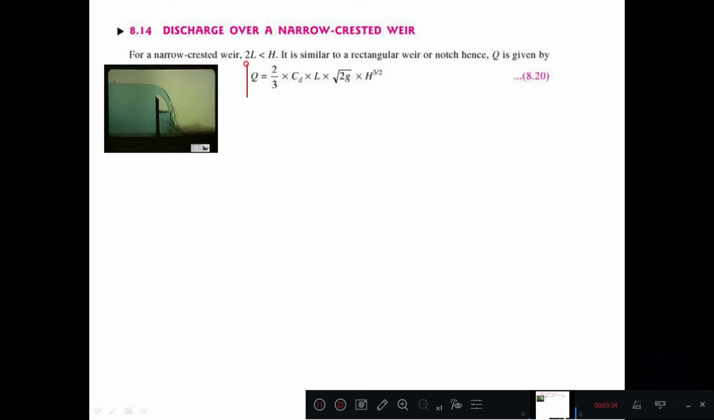Since the flow over the narrow crested weir is similar to a rectangular weir, the discharge equation can be given as Q equal to 2/3 into CD into L into root of 2G H raised to 3 by 2, similar to a rectangular weir. The ratio B by H, or L by H, if it is less than 0.625, is called a narrow crested weir.